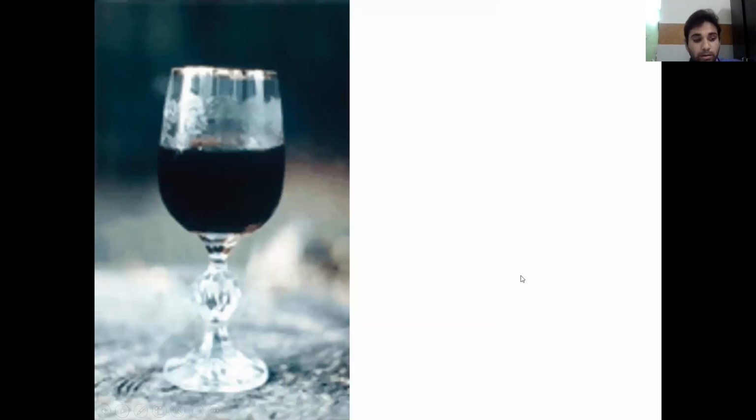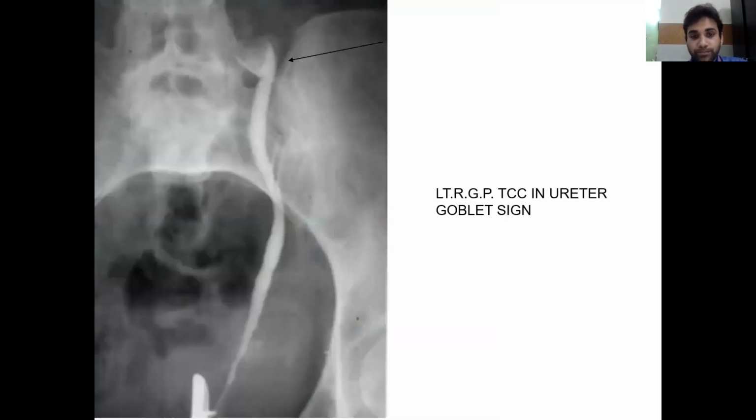Next one is goblet sign of ureter. Here, in the intravenous urogram, the left kidney shows goblet sign of ureter. The goblet sign, also known as champagne glass sign, refers to the appearance of the ureter when it is focally dilated by an intraluminal mass. It is best seen when the ureter is opacified by retrograde contrast.